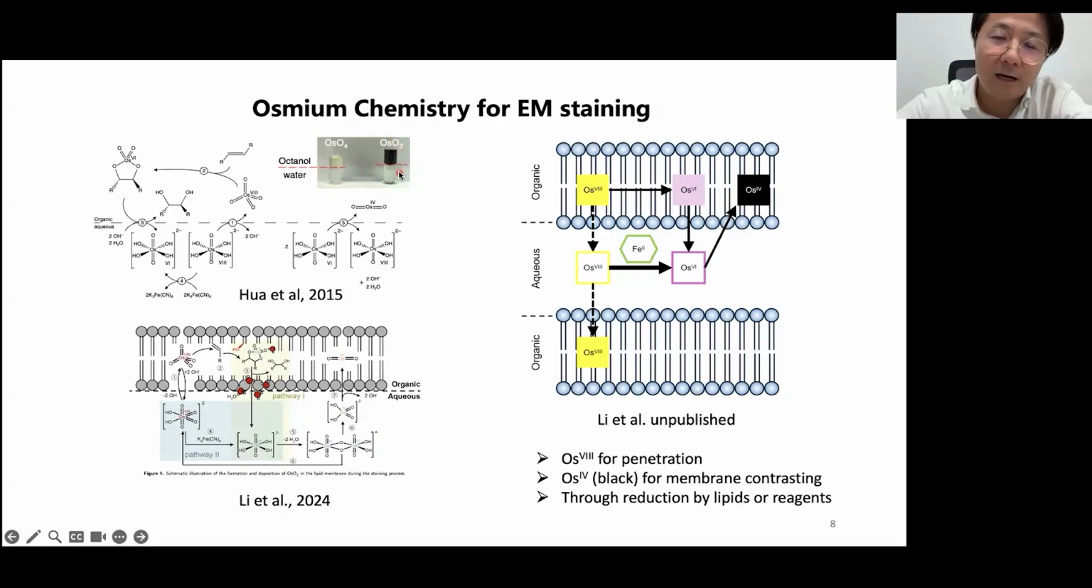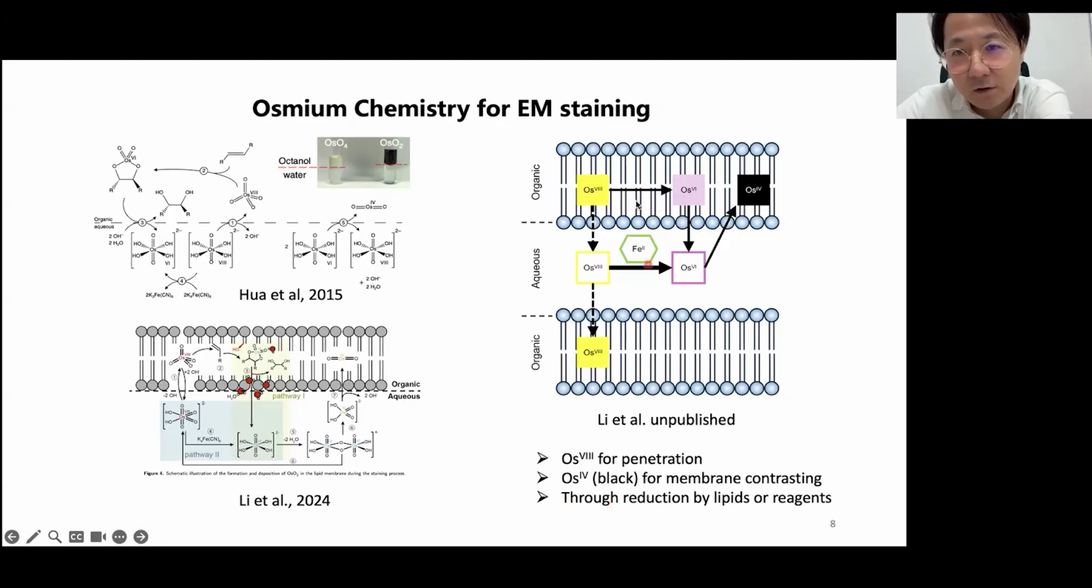It actually has a higher affinity for the organic phase. It likes to deposit on membrane bilayers. With a very simple test tube experiment, we showed that after the staining, the osmium black is always in the organic phase. And in this paper, they also did some chemical analysis to prove that osmium-4 is really the contrasting agent for membrane staining.